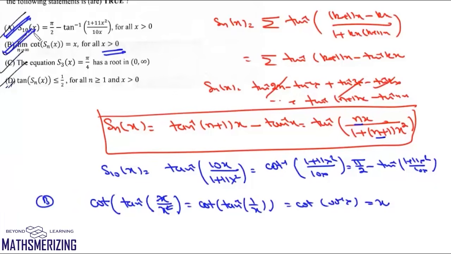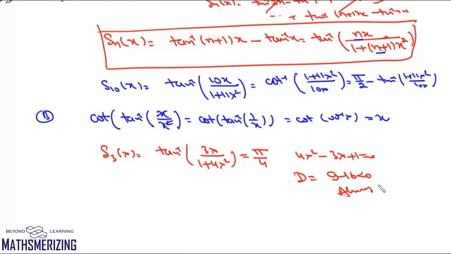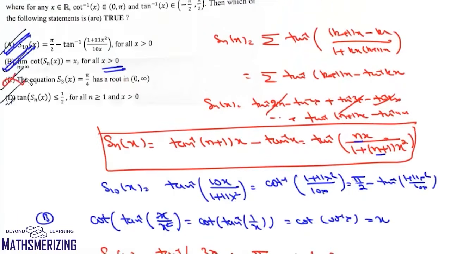Now we look at this S3x. Now it says S3x equals pi by 4 has a root in 0 to infinity. Now S3 is tan inverse 3x upon 1 plus 4x square, and if we take it equal to pi by 4, then we'll get this as 4x square minus 3x plus 1 equals 0. Now for this, if we find D, it is 9 minus 16, which is less than 0, that means this is always positive. So this equation won't have any real root. So that means this option C is incorrect.